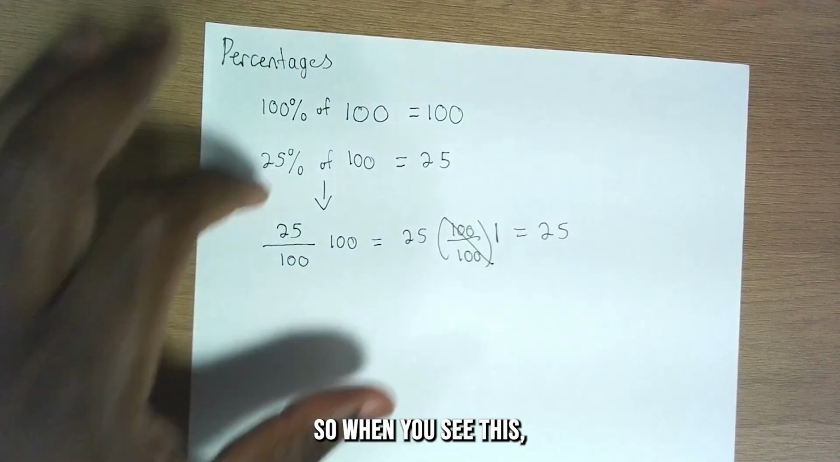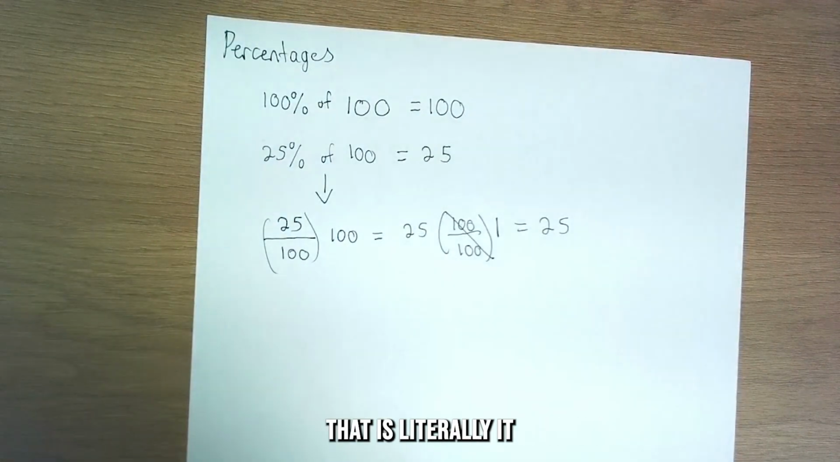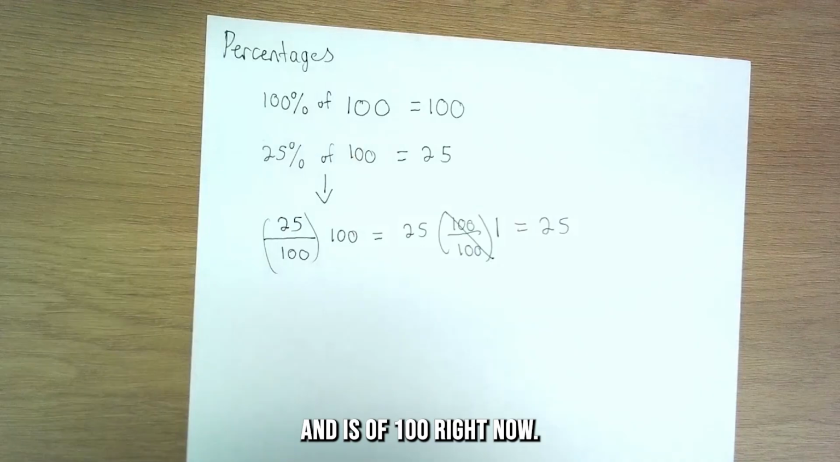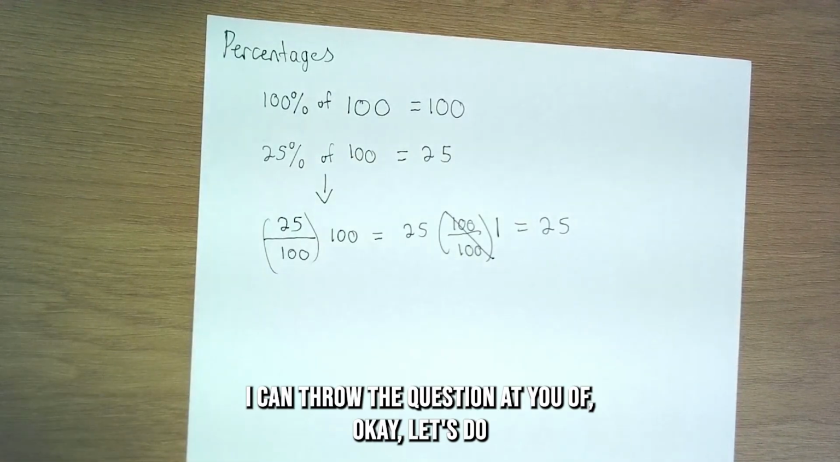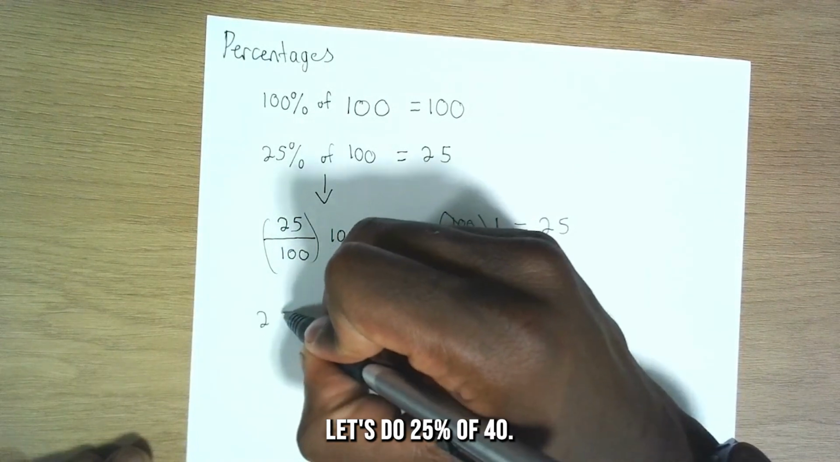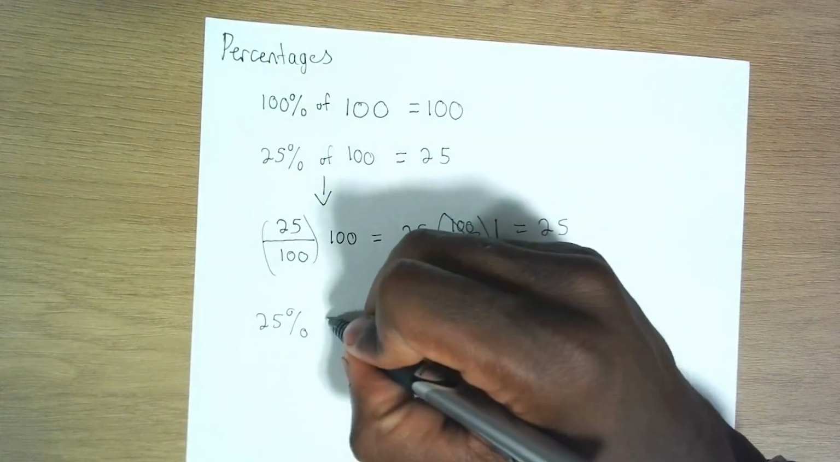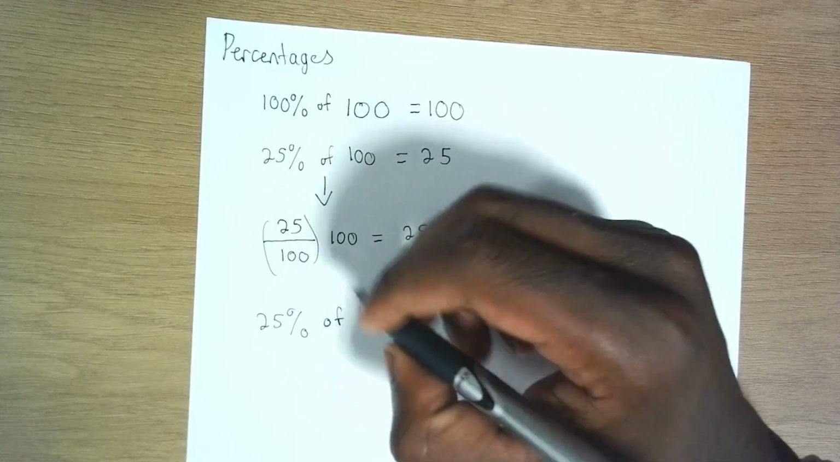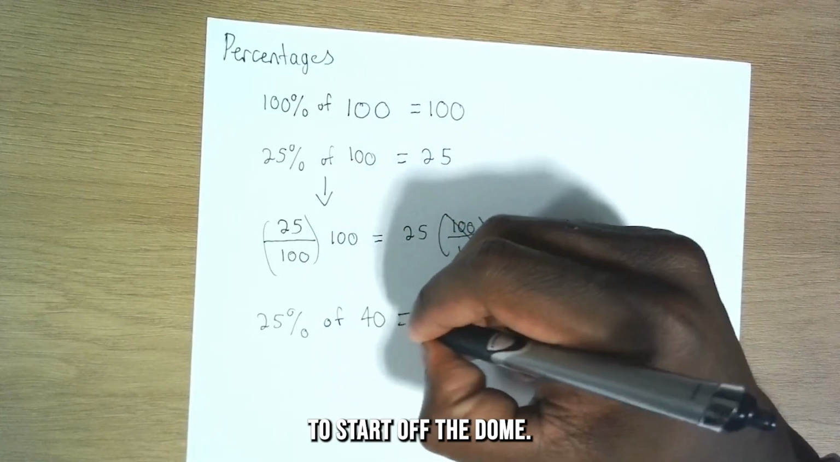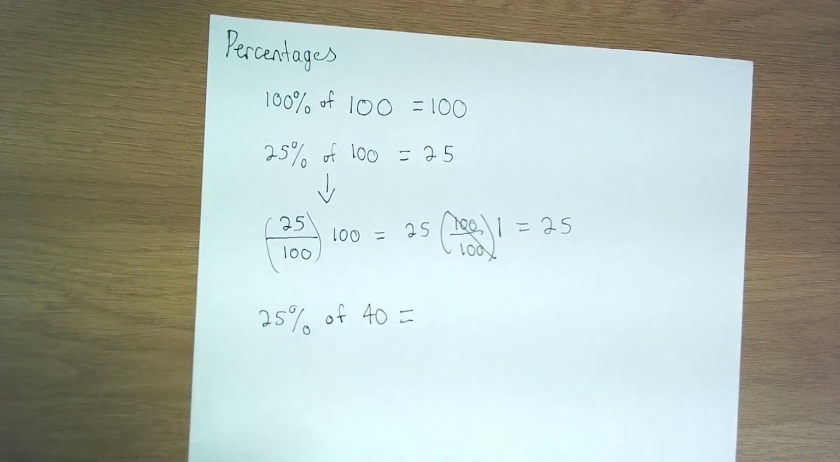So when you see this, it really is just a fraction out of 100. That is literally it. Now I can throw the question at you of, okay, let's do just a random number off the top of my head. Let's do 25% of 40. Just off the dome, just to show examples. 25% of 40. Okay, cool.